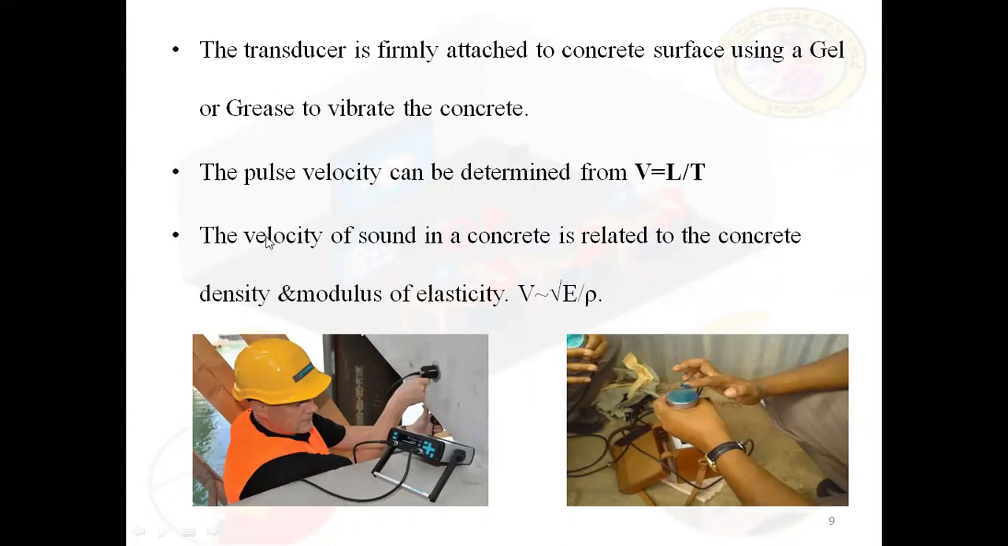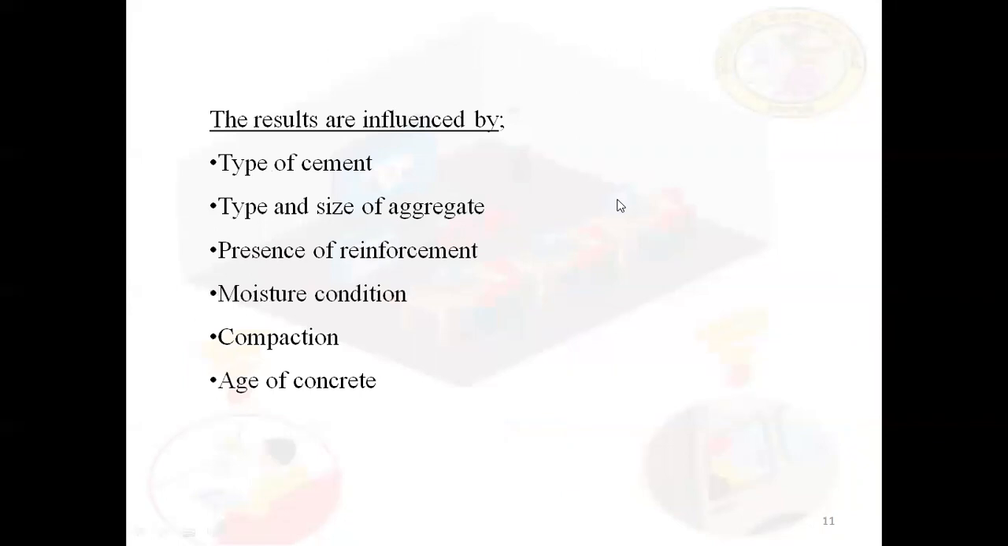This is the indicator. The pulse velocity can be determined by V = L/T, where L is the pulse distance, and T is the time taken by the pulse to move from the transducer to the receiver. If you take the ratio between these, we get the value of pulse velocity. If the concrete is strong, or if there are no cracks, V will be higher and the time taken will be less.